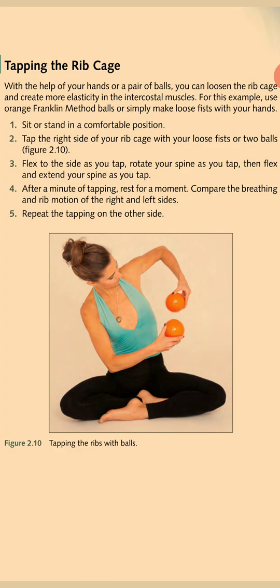Tap the right side of your rib cage with your loose fists or two balls. Flex to the side as you tap. Rotate your spine as you tap. Then flex and extend your spine as you tap. After a minute of tapping, rest for a moment. Compare the breathing and rib motion of the right and left sides. Repeat the tapping on the other side.